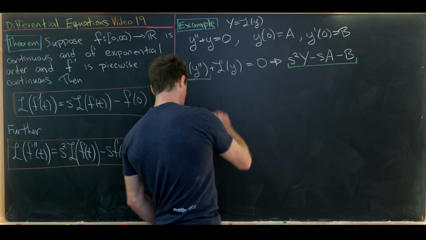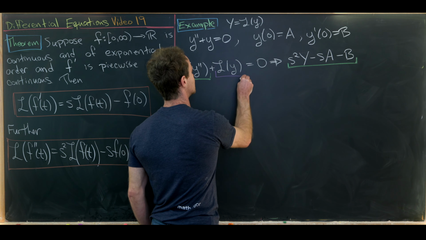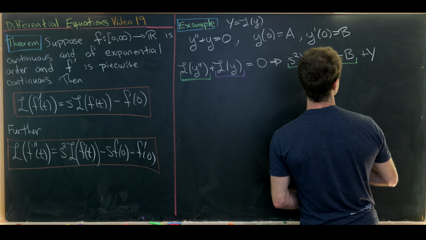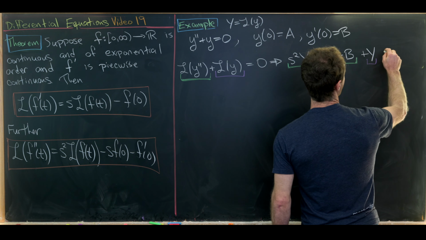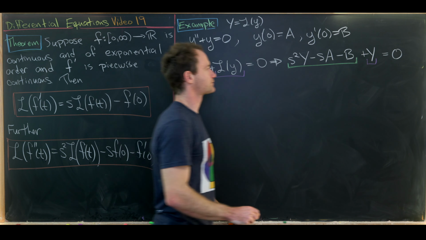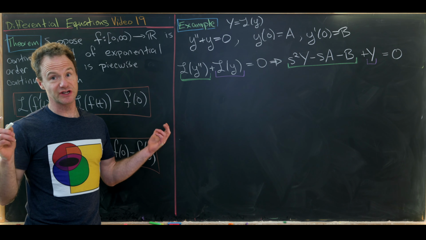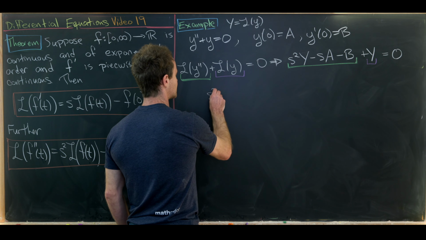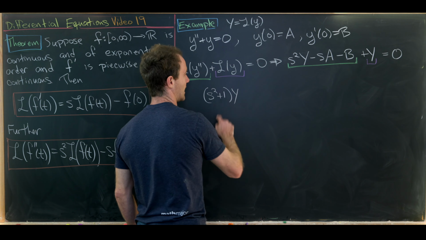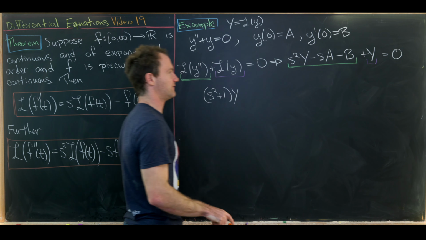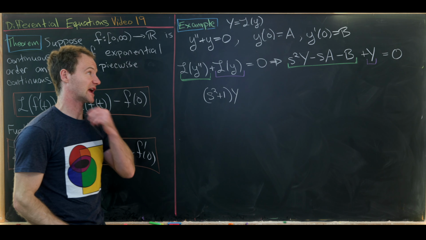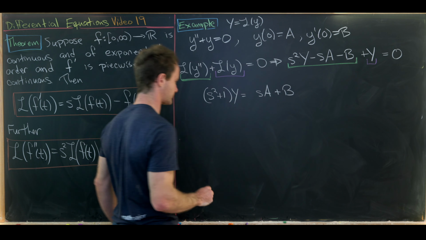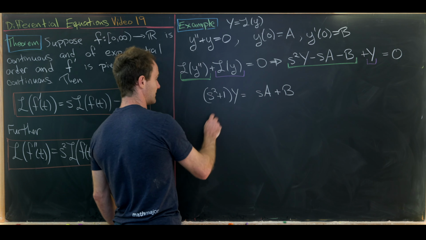Okay, then we have one more term built into this, and this would be plus the Laplace transform of y, but by our notation that is capital Y. Then we'll want this to be equal to 0. Okay, so now we'll essentially just solve for capital Y. So what is that going to take? We'll have s squared plus 1 times Y. That's from putting these together and then factoring out a common factor, which is the capital Y, equals s times A plus B. Okay, then we can divide by s squared plus 1.